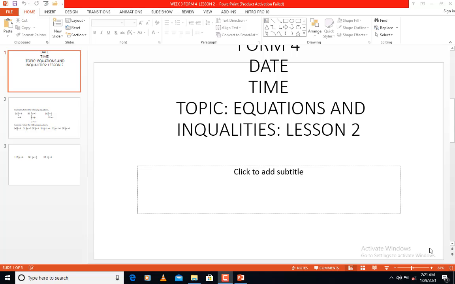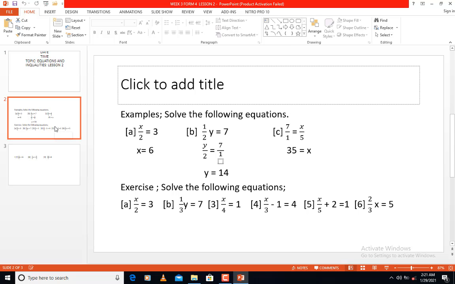We are still discussing the same topic, equations and inequalities. This is lesson 2. In this lesson, we are looking at a different type of equations. They are called fractional equations, whereby you are asked to solve. How do we solve this fractional?